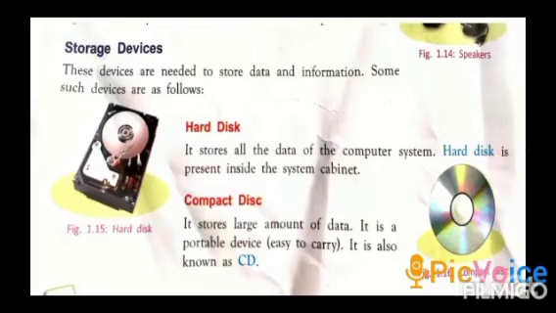The next device is compact disk. A compact disk stores a large amount of data. Then it is a portable device also. Portable device means you can easily carry it yourself. It is also called CD. CD stands for compact disk.